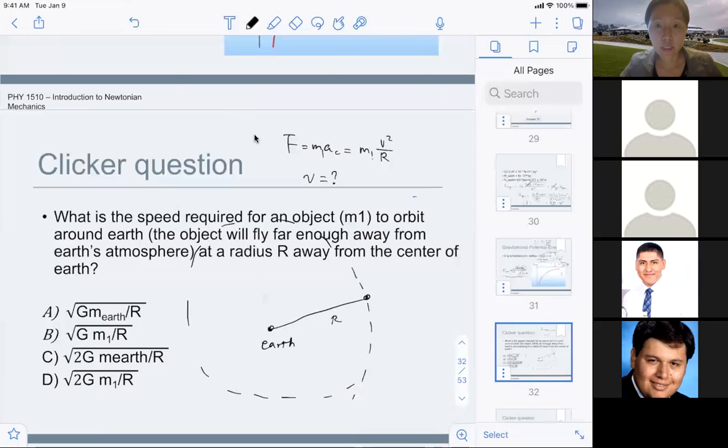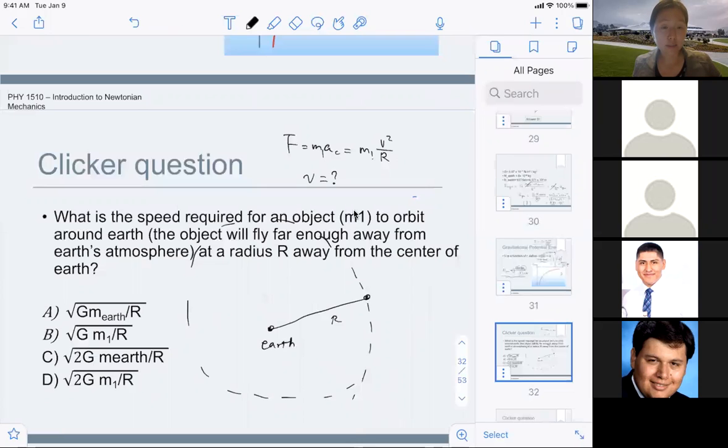All right, so let's wrap up our vote. Ten more seconds. All right, any last minute votes? I'm going to go ahead and end the poll. Let's take a look.